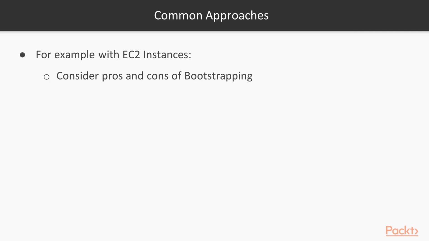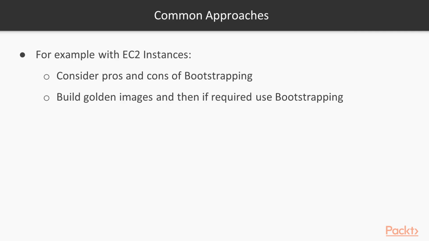There are some issues with bootstrapping, however, in that if you have complex applications, the whole process can be entirely slow, because it pulls down the files, it needs to install them, they need to be configured in a particular way. An even better strategy would be to consider building what we call golden images, and then, if required, use additional bootstrapping scripts to run some additional scripts later on.